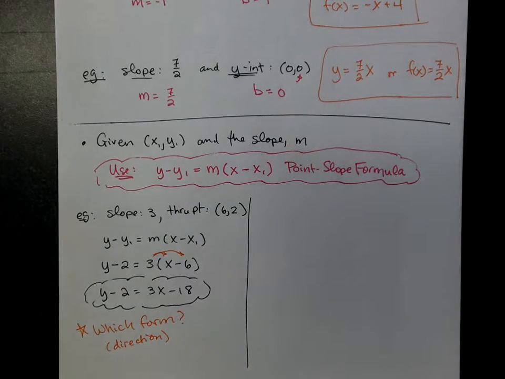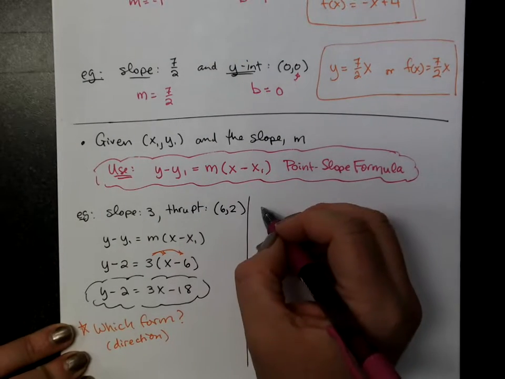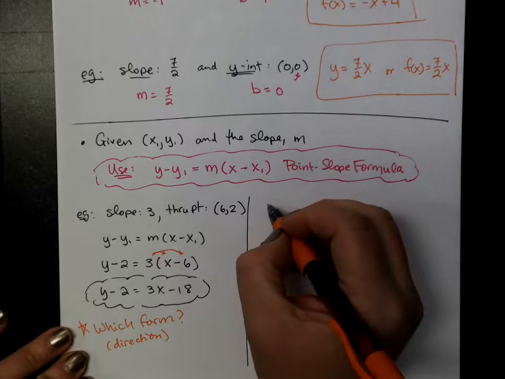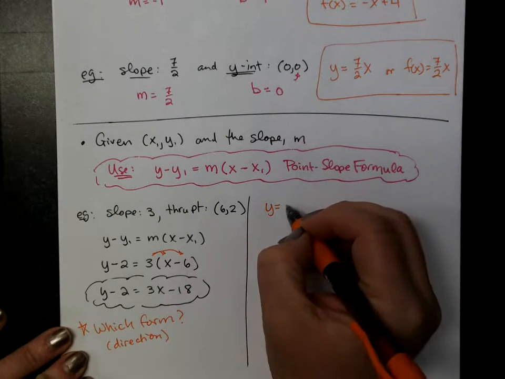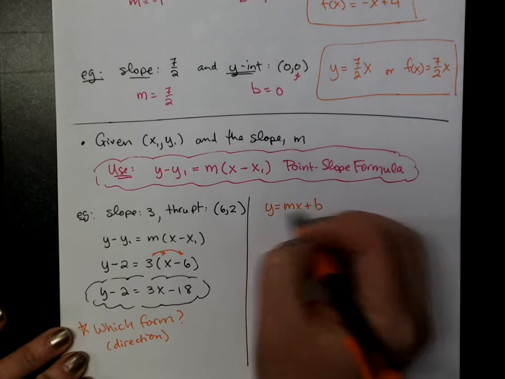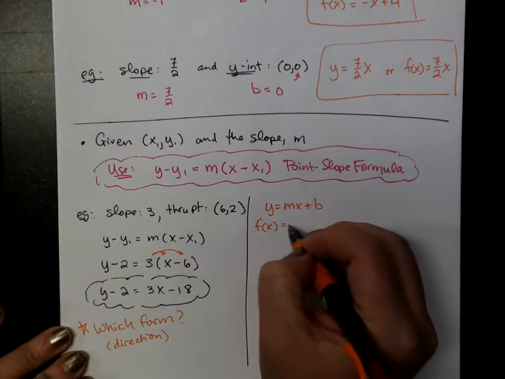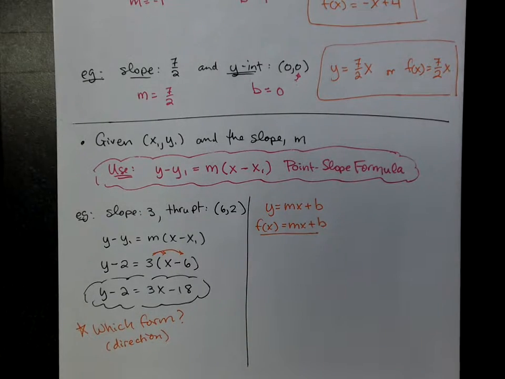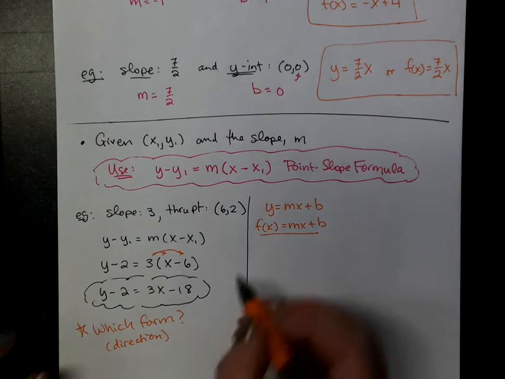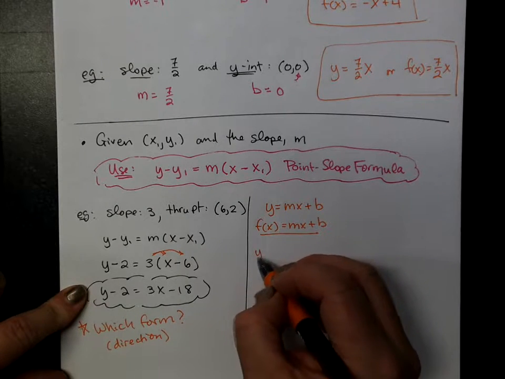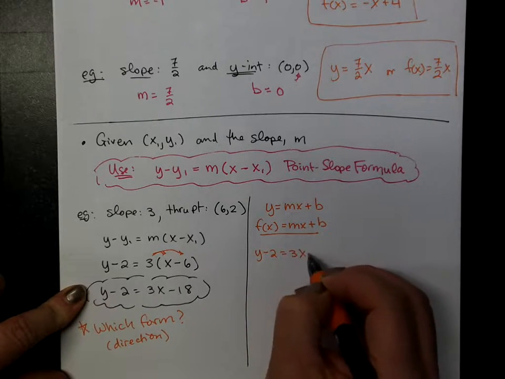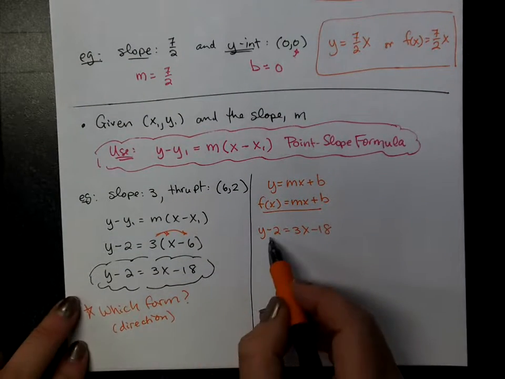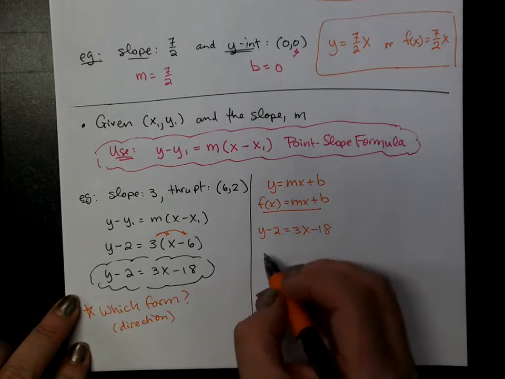Now, if I'm asked to put it into slope-intercept form or function notation, all I have to do is solve for y. So I take my cleaned up point slope formula, y minus 2 equals 3x minus 18, and I solve for y. I'm going to add 2 to both sides.